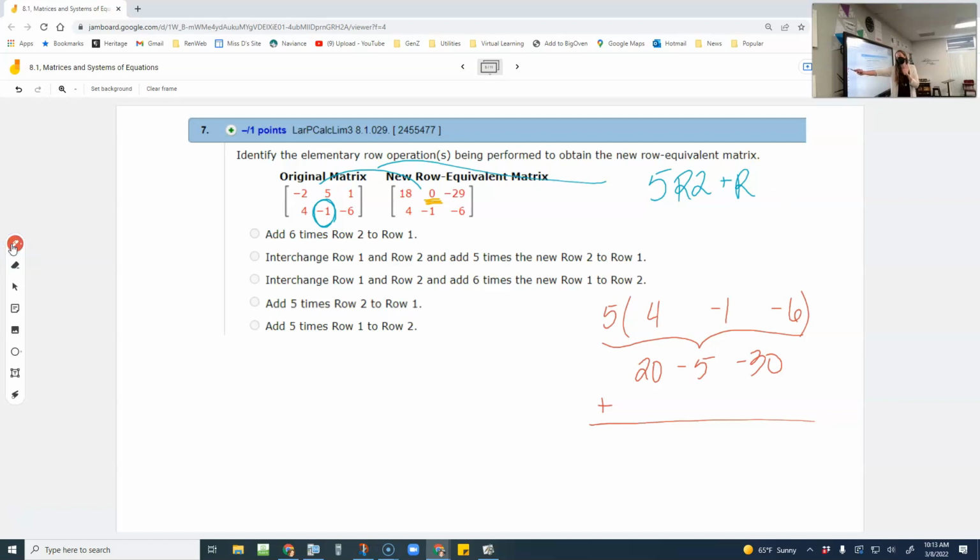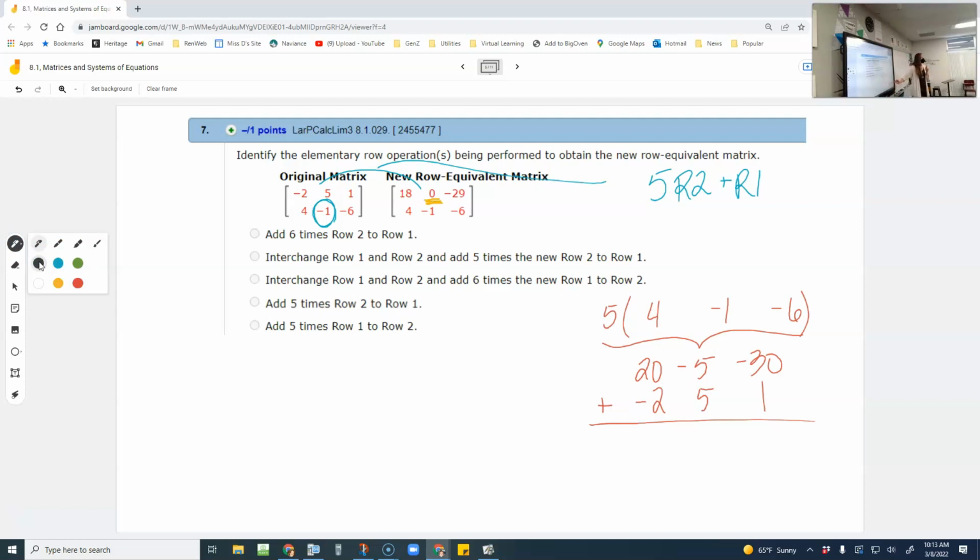I think I just stole that from whatever that last one was that I was just writing down. So what's row 1? And the top is negative 2, 5, 1. If you're not a mental math kind of person, show the work. Do the 5 times row 2. Rewrite the R1. Line them all up. Keep them all lined up. And then add. Guys, what's 20 minus 2?